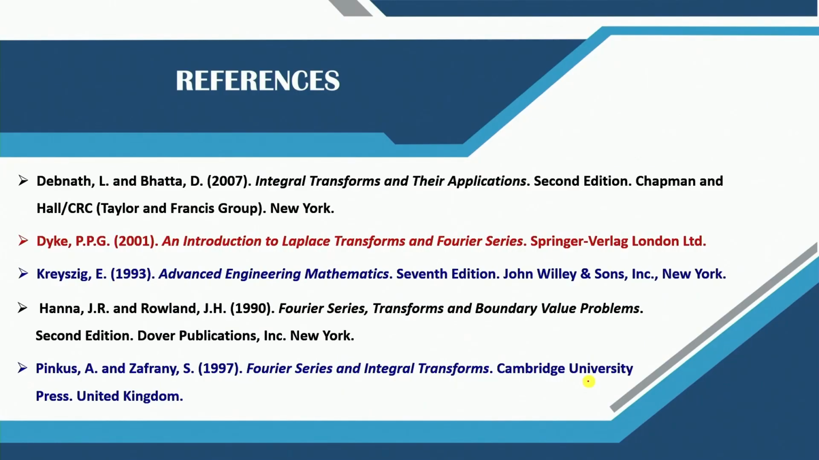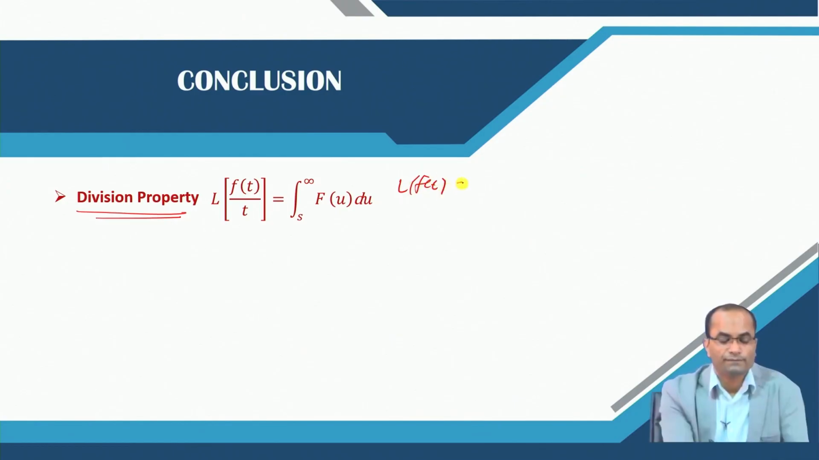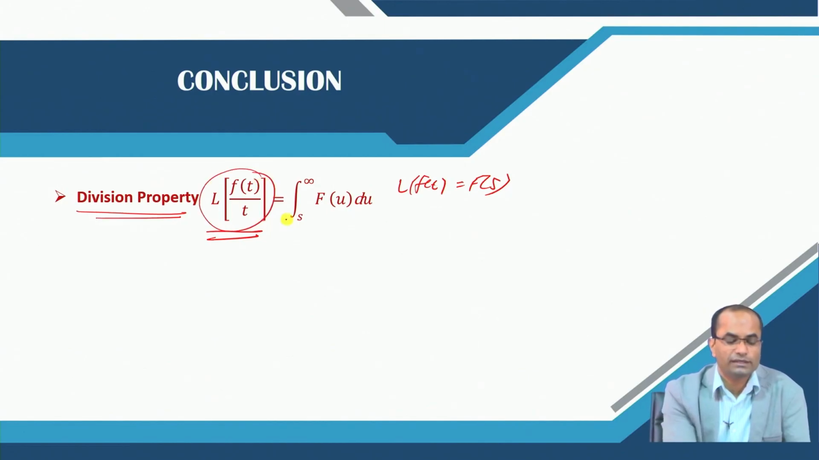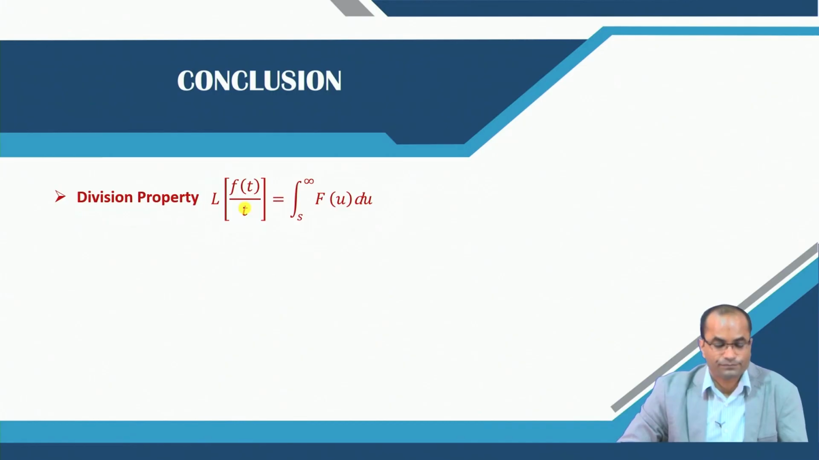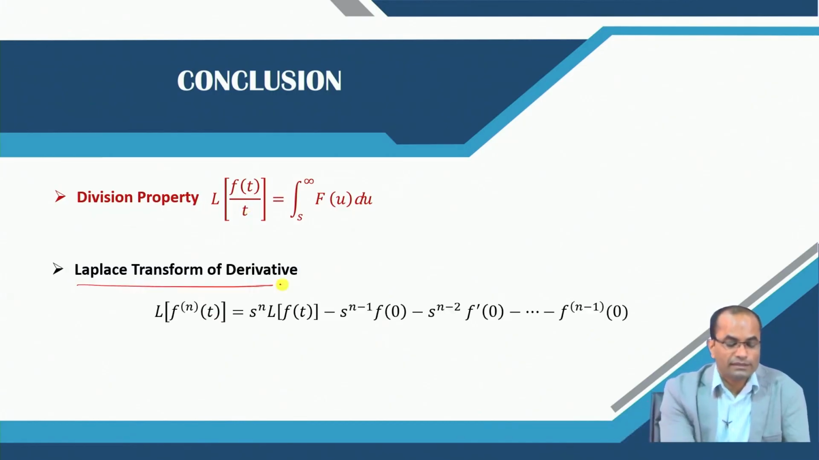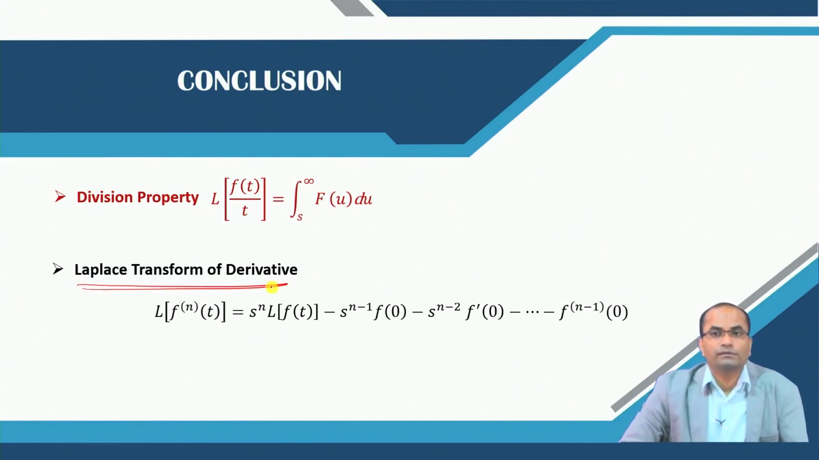Well, so these are the references we have used for preparing this lecture. And just to conclude, today we have discussed the division property, which says that if the Laplace transform of f t is f s, then we can get the Laplace of f t over t as the integral from s to infinity of f u du. So, we have to integrate there if we want to accommodate this extra t in the denominator. Then the Laplace of the derivative, one of the most important results in the Laplace transform.